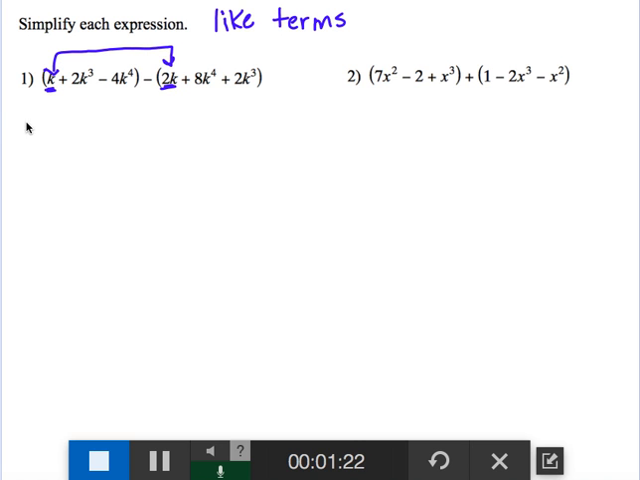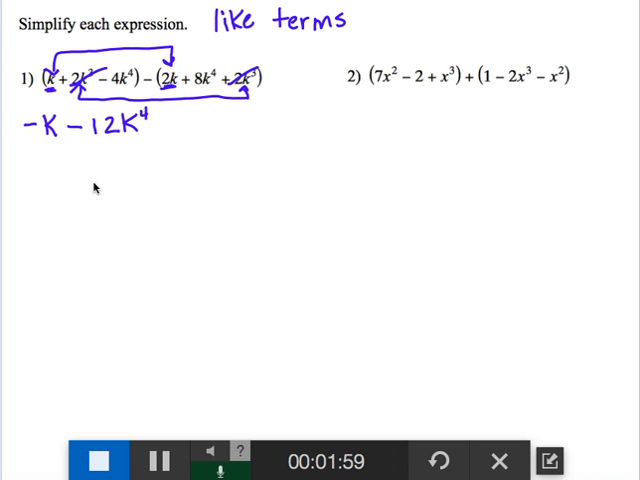K minus 2k is negative 1k. And then you've got a 2k cubed. And again, that can only go with a k cubed. So you have a 2k cubed. And remember, this is minus, so it's minus a 2k cubed. So they actually will cancel out. Then you have a negative 4k to the fourth minus, excuse me, 8k to the fourth. So negative 4 minus 8 would give you a negative 12. And then you keep your k to the fourth.